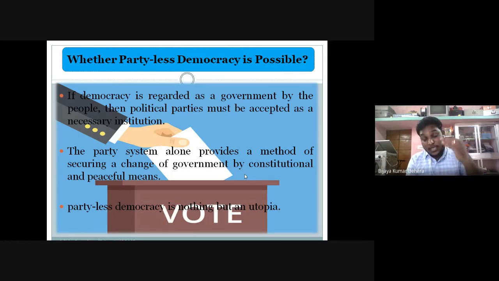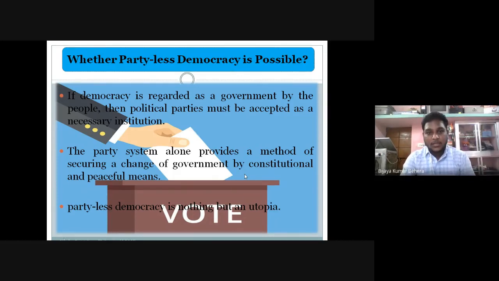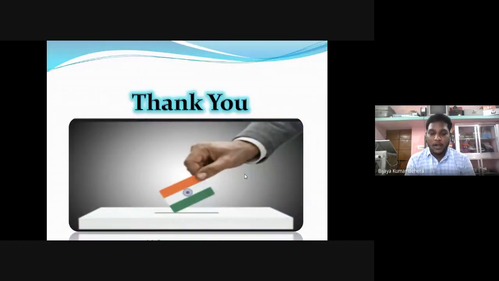And if there is a political party, if there is a constitution, then in a constitutional way, peacefully, we are able to change the government. We are able to form the democratic process. So partyless democracy is nothing but a utopia. We can only imagine that partyless democracy is possible, but not in practice. Thank you. This is all about today's topic.